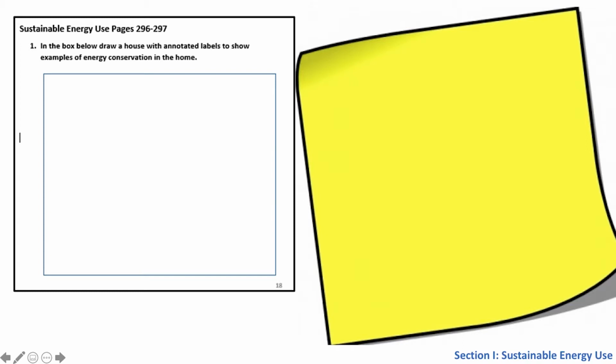So in this section we're going to be looking at sustainable energy. You should have open on a screen Caboodle, or if not you might have the geography revision guide in front of you. You'll need to use page 296 to 297 for this first part. And it's asking you in the box below to draw a house with annotated labels to show examples of energy conservation in the home. Even if you haven't got access to Caboodle at this point, you could think about your own home or houses that you know of where energy is being preserved or conserved in some way and how that's being done. Maybe start by looking at your windows.